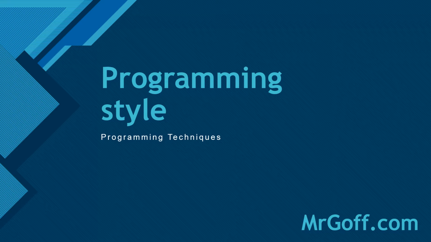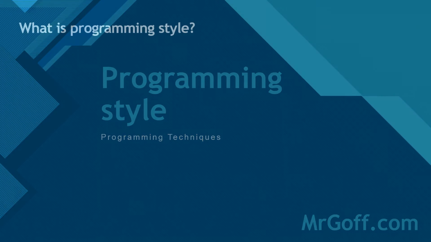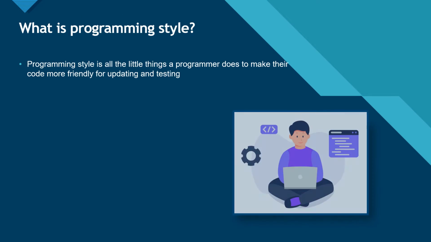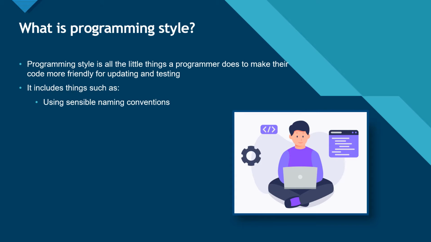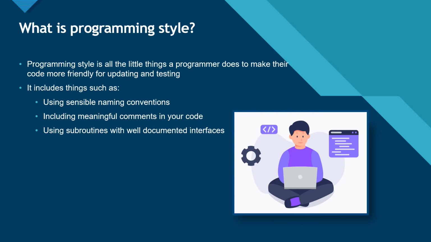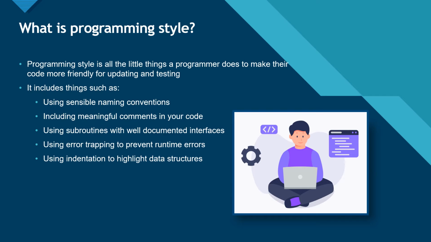Today's video will be focusing on programming style. Often overlooked or undervalued, programming style is all those little things a programmer does to make their code more friendly for updating and for testing. It includes things such as using sensible naming conventions, including meaningful comments in your code, using subroutines with well-documented interfaces, using error trapping to prevent runtime errors, using indentation to highlight data structures, and aiming for clarity over cleverness.